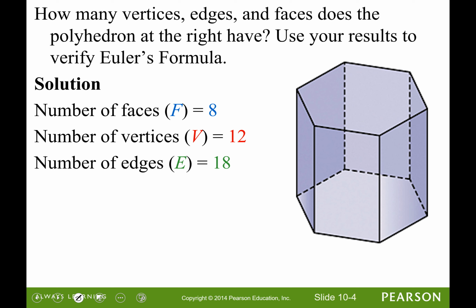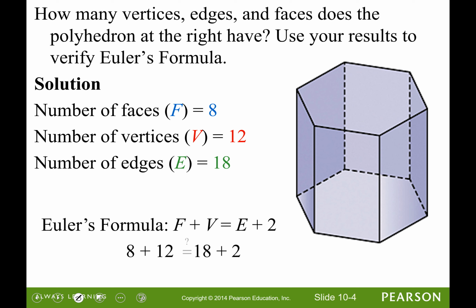And so we're going to plug those in now to see if, in fact, V and F combined is equivalent to the number of edges plus 2 more. So we're checking if 8 plus 12 is equivalent to 18 plus 2. And it is. So we've verified Euler's formula there.